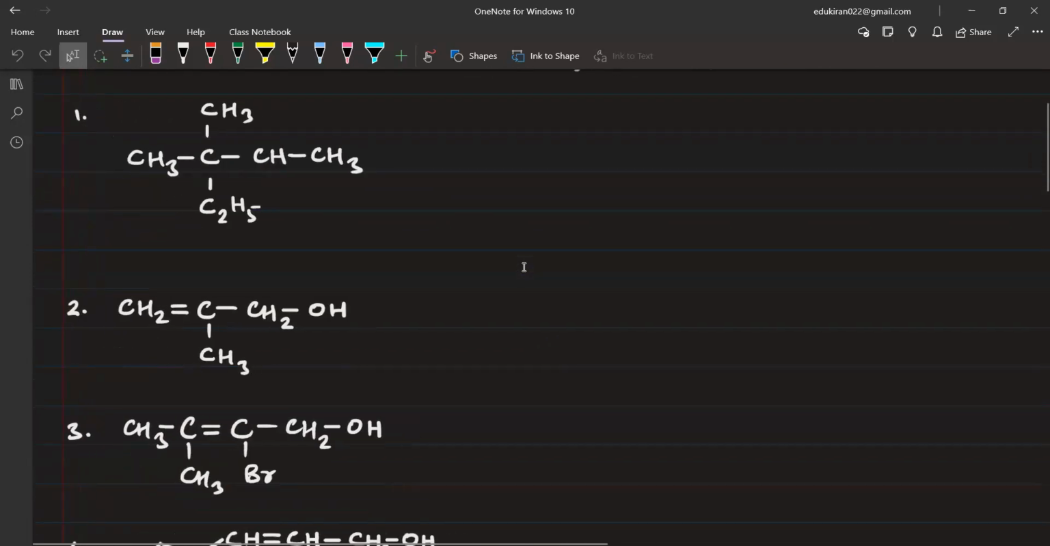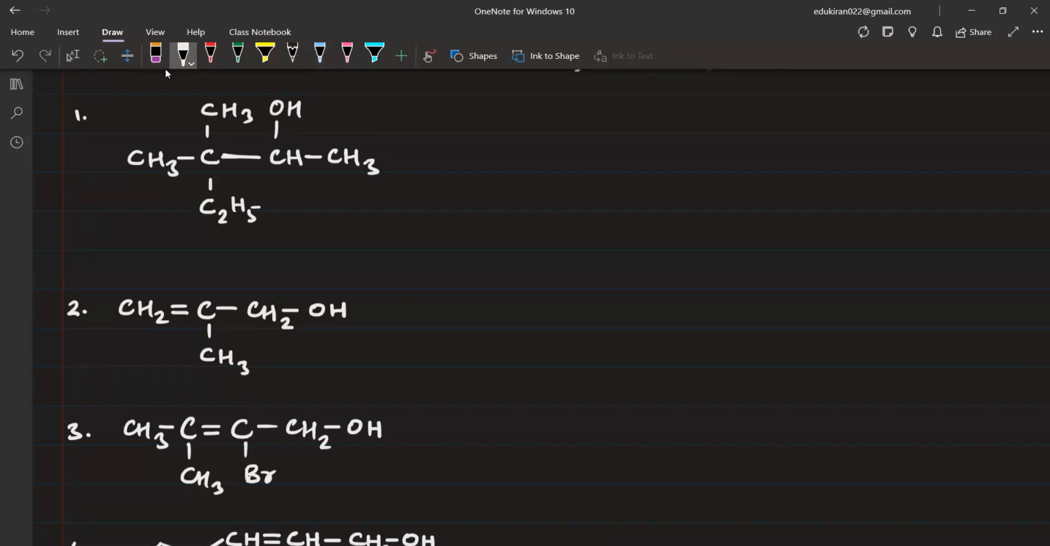Let's start with this. Here we haven't given something. My bad, guys. Here there should be an OH group. I forgot to write that. Otherwise the valency of carbon is not satisfied. Now, carbon should have 4 bonds.